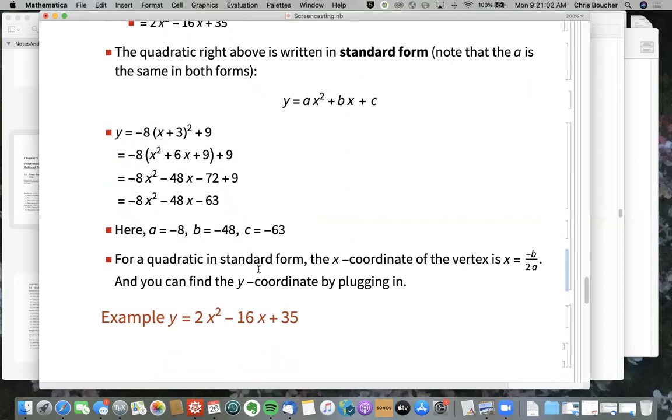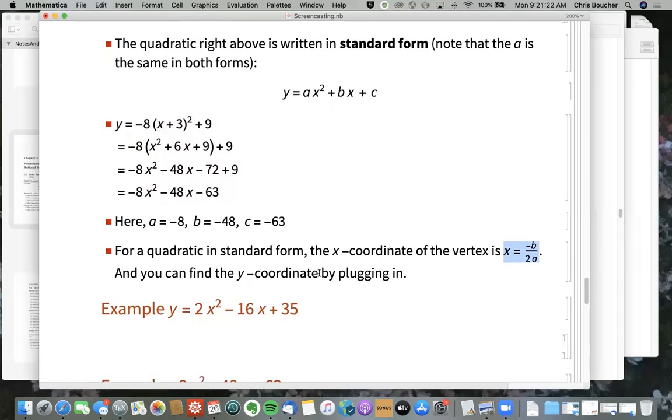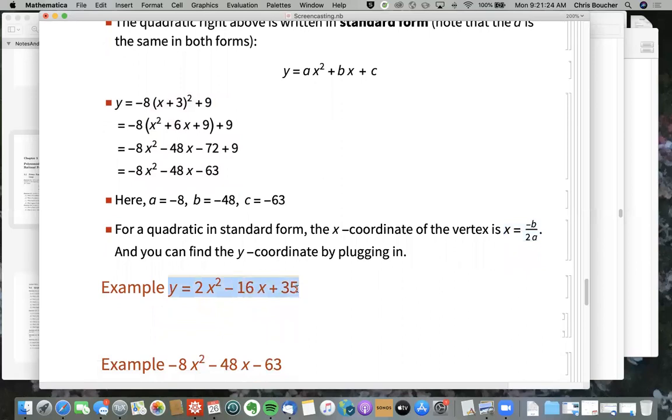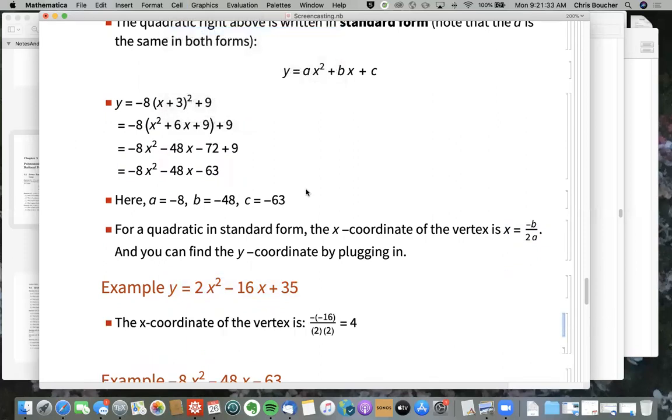In standard form, it's a little more work to identify the vertex, but it turns out the x-coordinate of the vertex is x equals negative b over 2a. This takes a little bit of algebraic shenanigans to show, so we'll just accept this, but you can by all means investigate that on your own if you're interested. So for example, here is a quadratic in standard form. And if I want to find the vertex, what do I do? Well, hopefully that's what we do here.